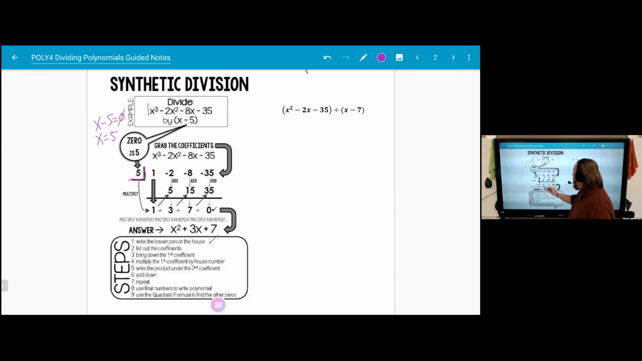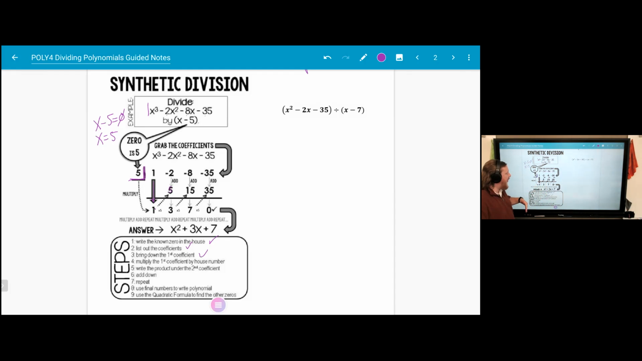List out the coefficients, which we have: 1, -2, -8, and -35 here. You're going to take that first coefficient and drop it straight down. So that 1 goes straight down. Now here's where things get fun. You're going to take that value in the house and multiply it by the number you dropped down. In this case, it's 5 times 1. You're going to take that value and put it underneath here.